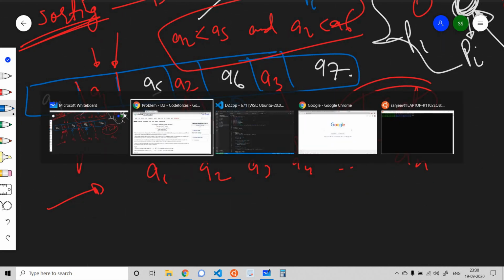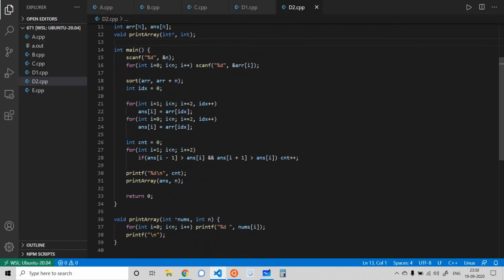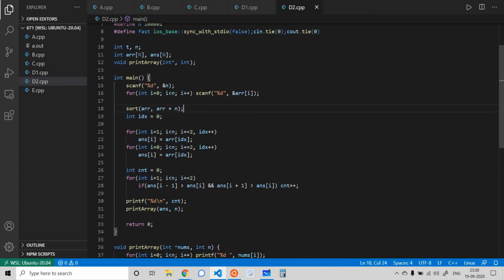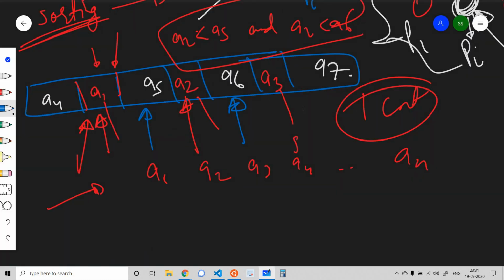So let's see the code now. First I've sorted my array, then I have stored the answer in some other array. You could have done it in the input array itself, but I have used another array. Then from index 1 I kept on placing the elements, skipping one index in between. Then I filled the remaining elements, that are a4, a5, a6 and a7.